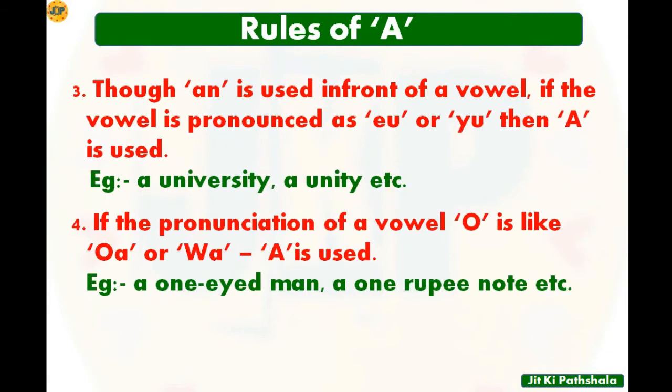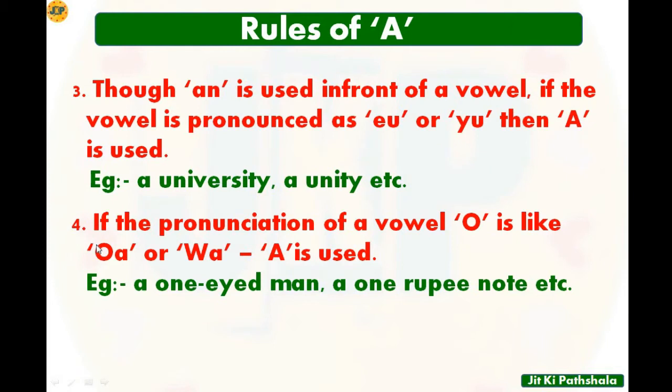Number 3. Though an is used in front of a vowel, if the vowel is pronounced as U, then A is used. As we will come across the rules of an, where we will learn that an is used in front of a vowel sound which starts with A, E, I, O, U. But when you see that a word starts with a vowel and its pronunciation is like U, then we should use A, not an. For example, a university, a unity, etc.